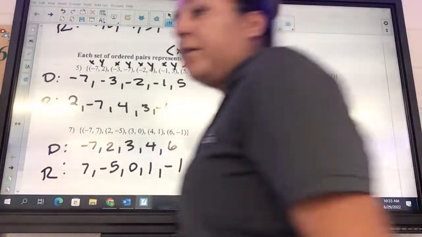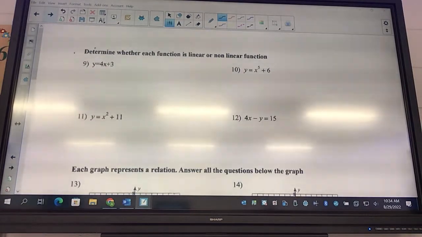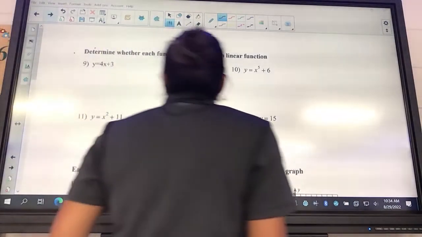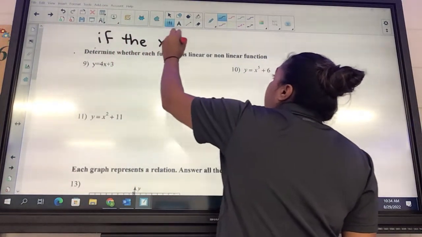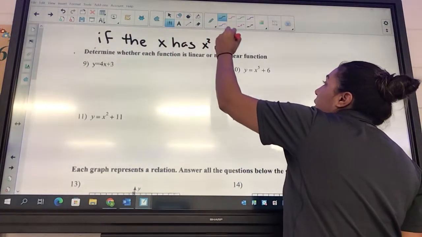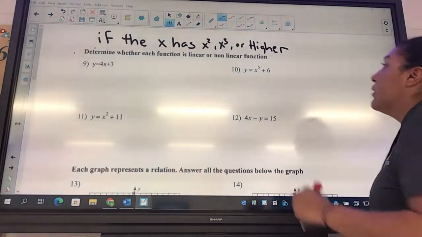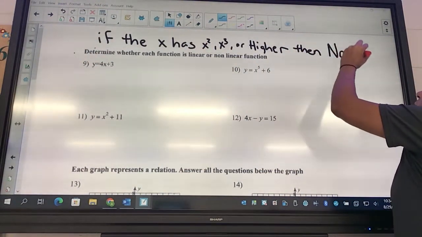Okay, flip your page. I don't care if you're working, get on the same ones as me. Determine whether each function is nonlinear or linear. Does anybody remember? Okay, so we need to look at the x. If it has an x with an exponent like x squared, x cubed or higher, then is it linear or not? Then it's non-linear.